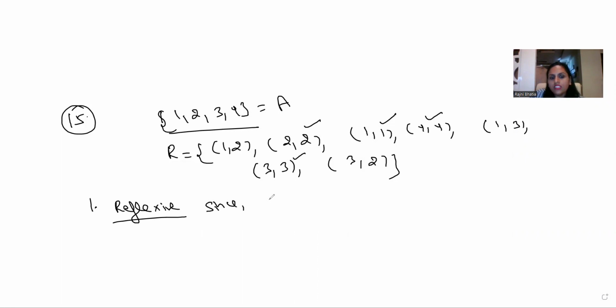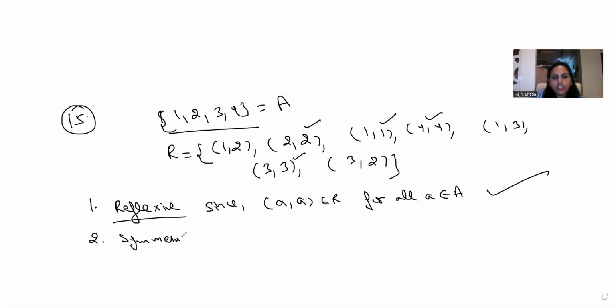So since A, A belongs to R for all A which are the elements of A, therefore this relation is reflexive. Now we are going to talk about symmetric. For symmetric, we need to check all the elements. I had told you before that for symmetric and transitivity, we can ignore these doublets. We can ignore the doublets and we just need to concentrate on the other elements.